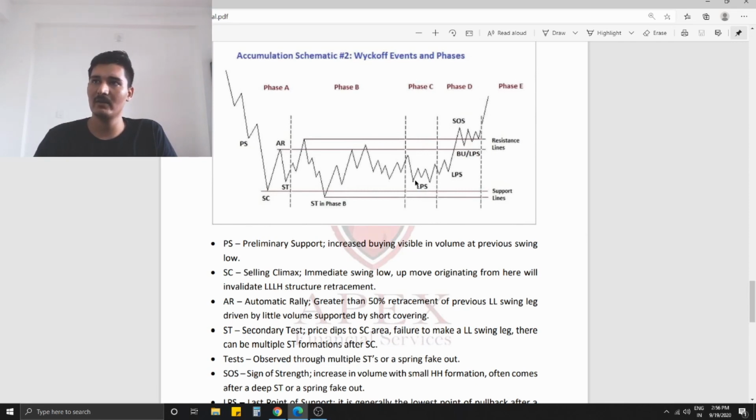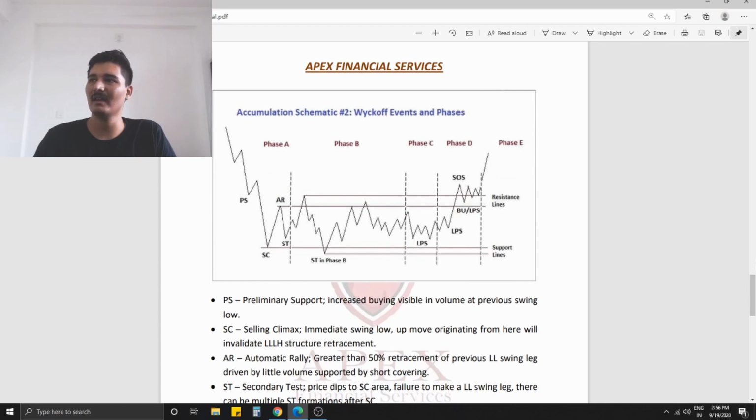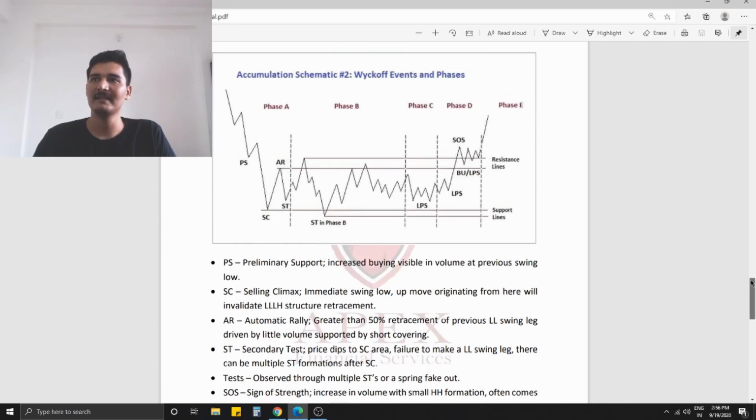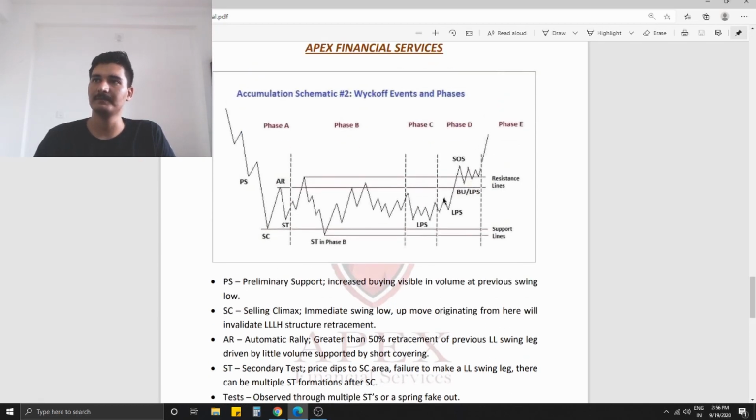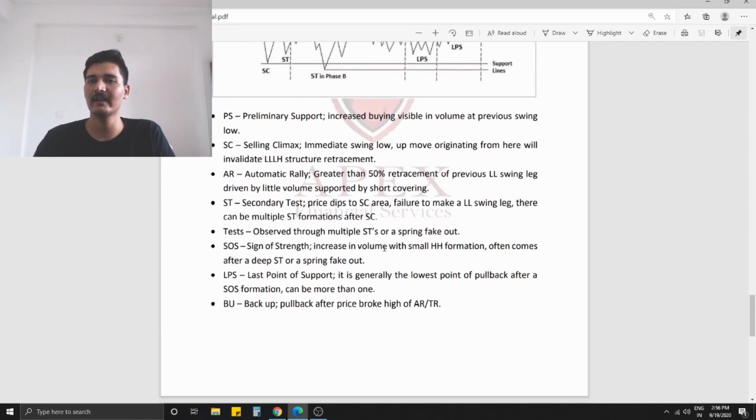Now you might have wondered why I missed these two, the LPS. These LPSs are nothing but your last points of support. Once phase C has been identified and completed, you can take a long position at every LPS with your stop loss going just under your ST, or your previous secondary test, or even under the selling climax area region, and then you can continue to ride it on.